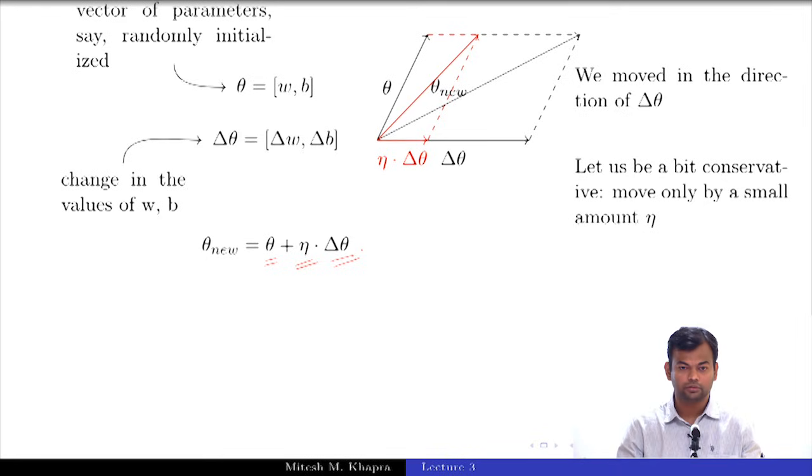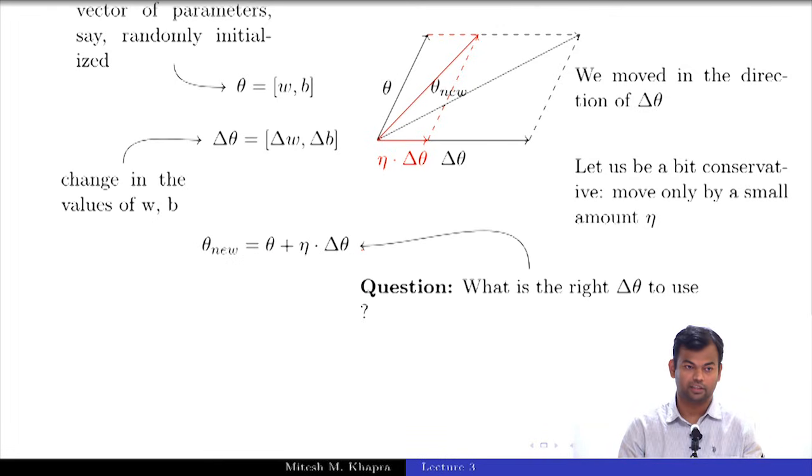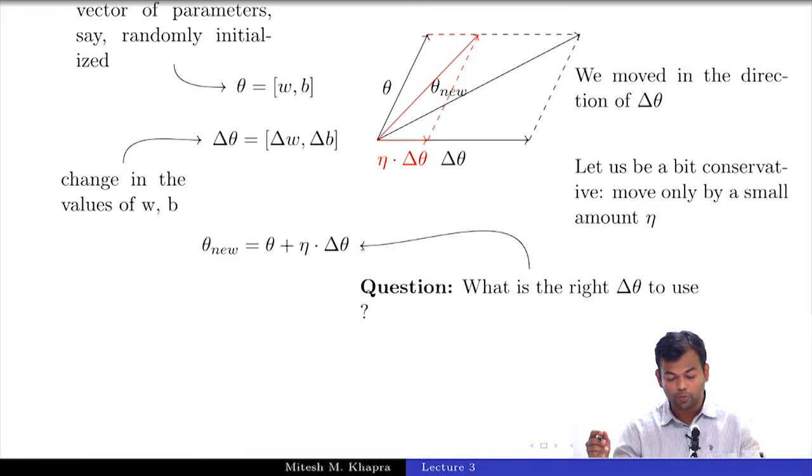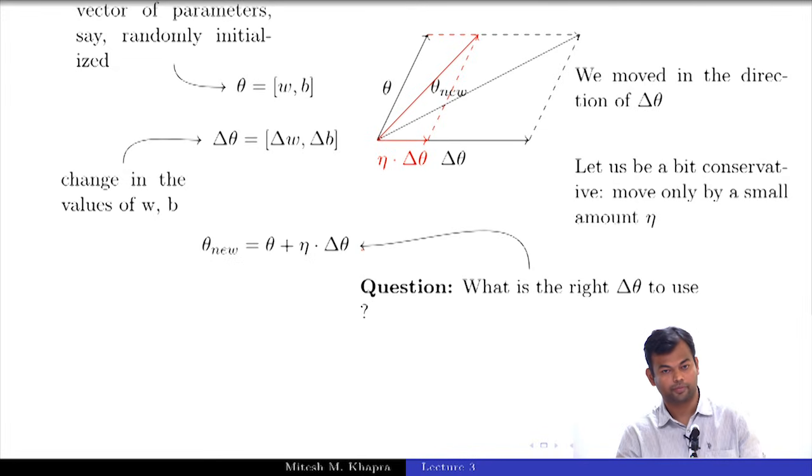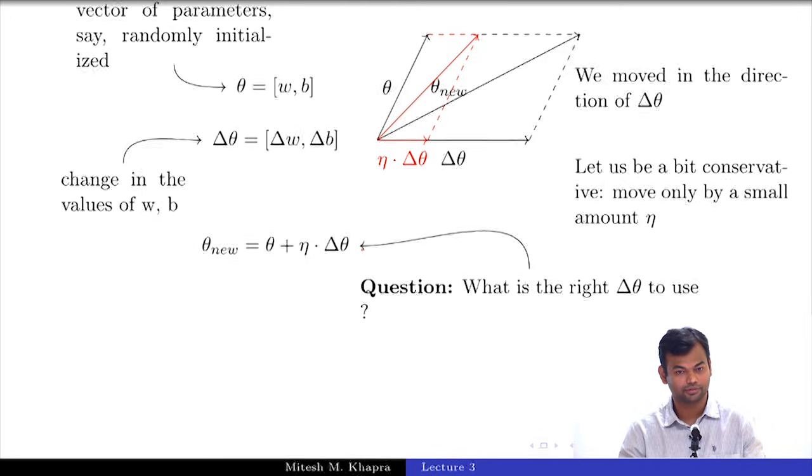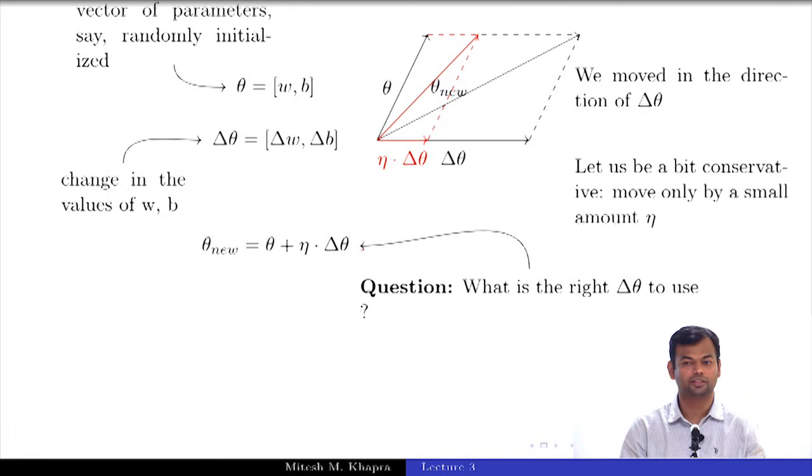So everything is clear? You're done? We're done with gradient descent? What is missing? What is delta theta? I'm telling you I want to move in a certain direction, but what is the right delta theta to use? How many of you know the answer to this? What is the answer? Move in the direction opposite to the gradient. Why? Where does that answer come from? Not the ML class folks. How many of you know why we need to move in the direction opposite to the gradient? Why? Okay, we'll see.